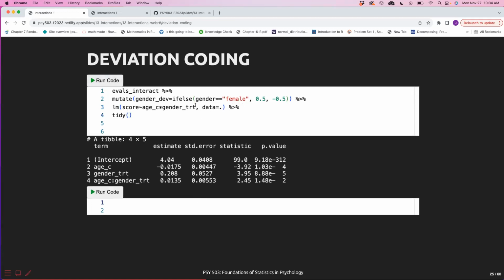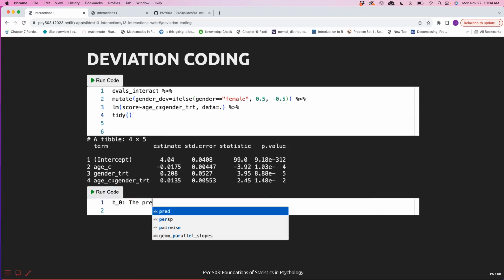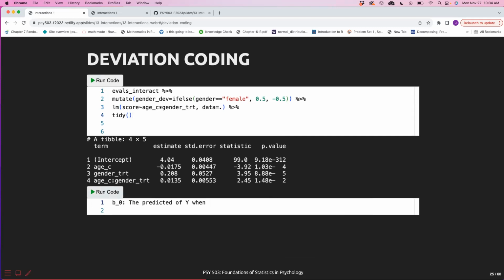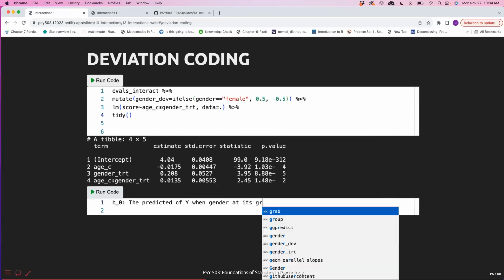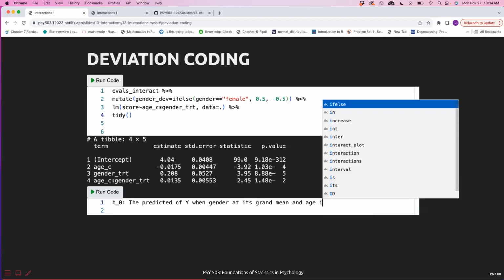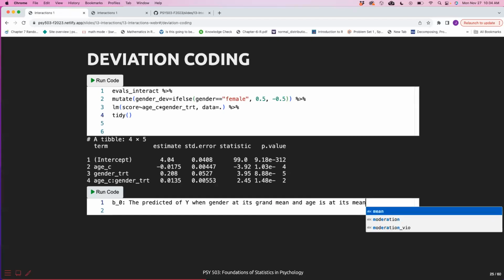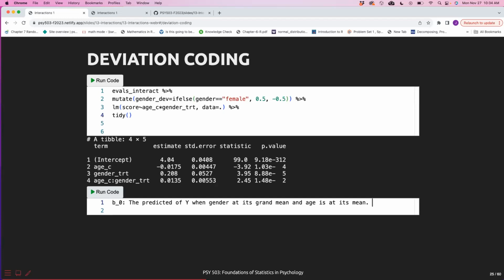All right. So now we reran our regression with deviation coding, and this is the output. Again, I wanted to walk through the interpretation of these. B sub 0 here is going to be the predicted value of Y when gender is at its grand mean. Remember, by us centering this or deviation coding it, the intercept changes to the grand mean, and age is at its mean. So this doesn't represent the actual mean of that particular group.